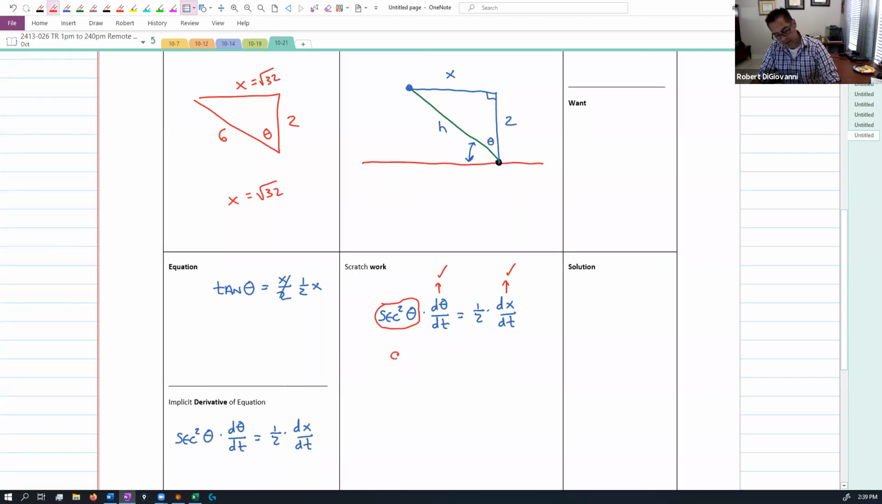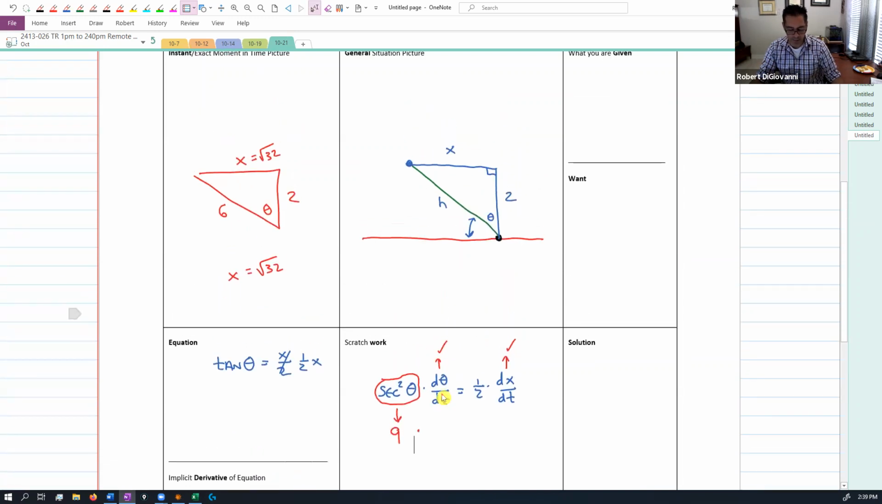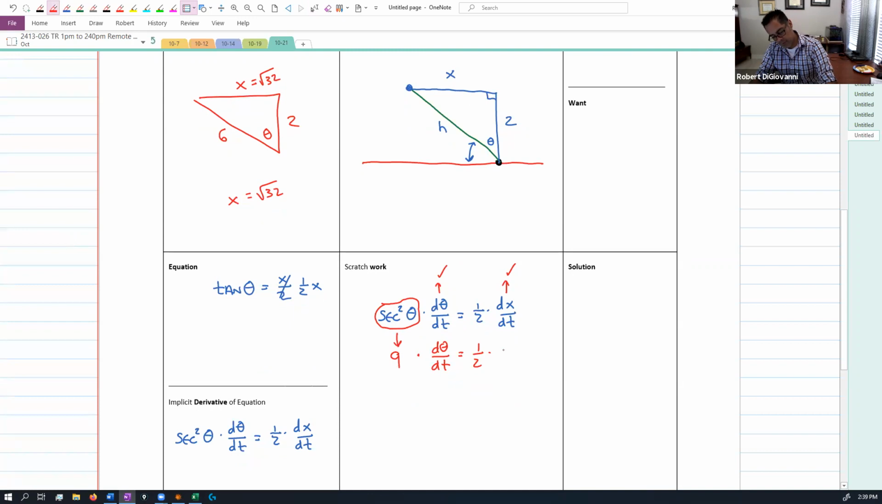Yes, 9. I know I'm going fast, I'm almost out of time. What's dθ/dt? Don't know. It equals half of what's dx/dt? Speed of the plane. 600. Negative 600. Divide both sides by 9. So you put the 9 over here on this side with the 2, you get 18. And what do you get? Negative 33.3. That's so much easier.